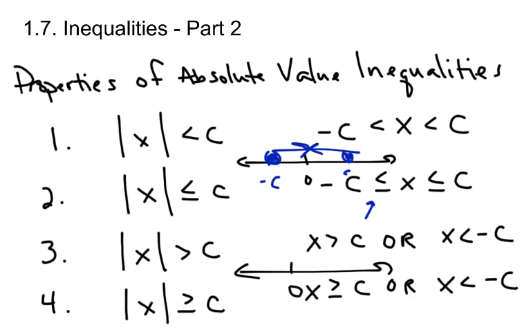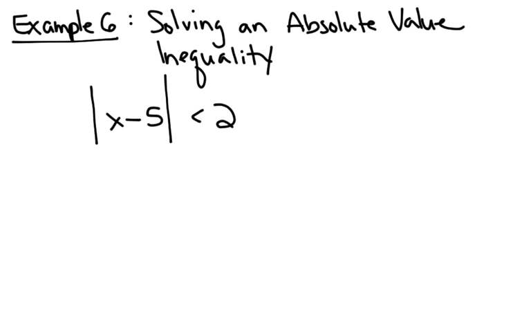So absolute value of x is greater than c would really look like this. And the only difference between greater than c and greater than or equal to c is that if it were greater than or equal to, these would be closed circles.